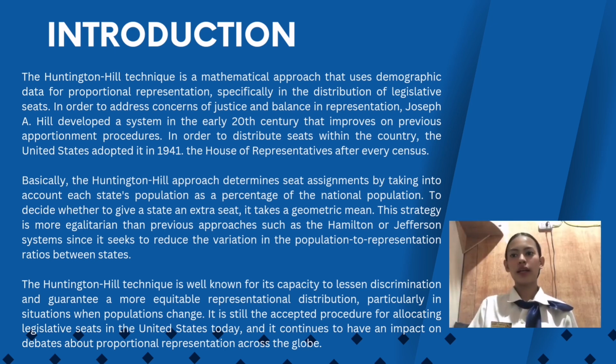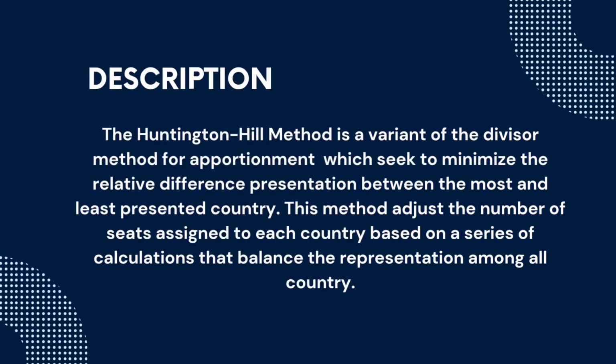The Huntington-Hill technique is well known for its capacity to lessen discrimination and guarantee a more equitable representation distribution, particularly in situations when population changes. It is still the accepted procedure for allocating legislative seats in the United States today, and it continues to have an impact on debates about proportional representation across the globe.